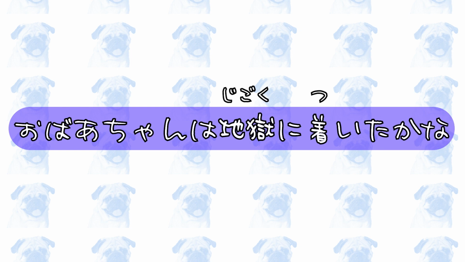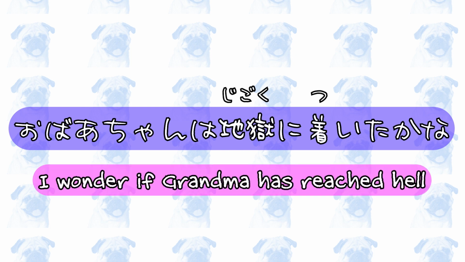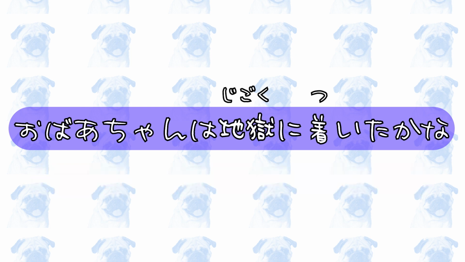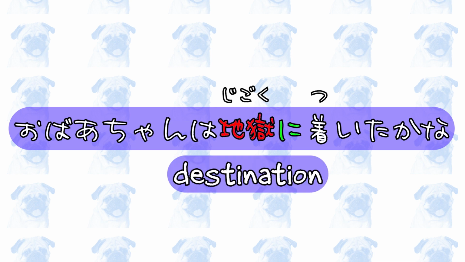Likewise, in the sentence おばあちゃんは地獄に着いたかな。I wonder if grandma has reached hell. The particle ni indicates that the noun hell is the destination towards which grandma is headed. In the next episode, you will learn another meaning of ni.